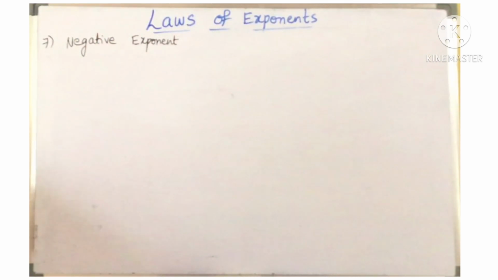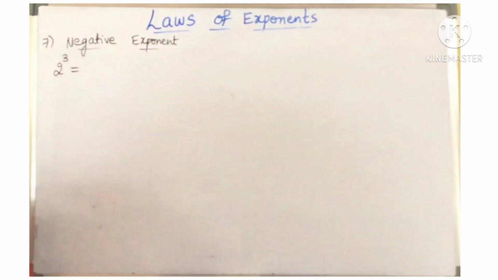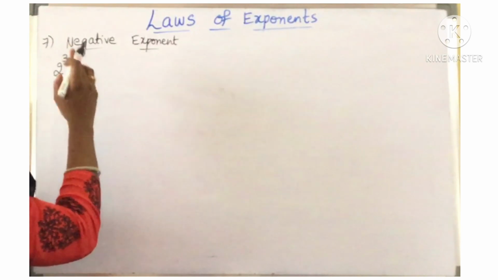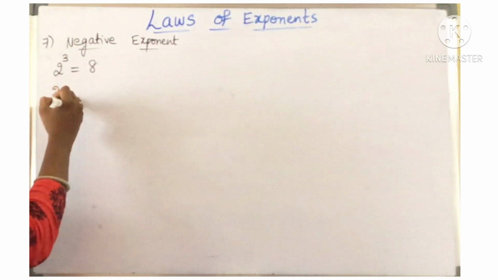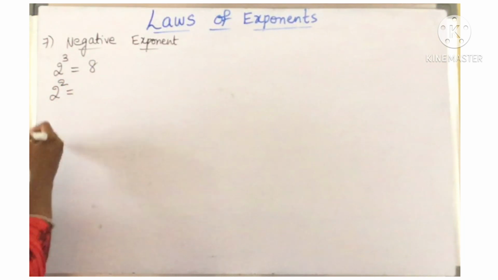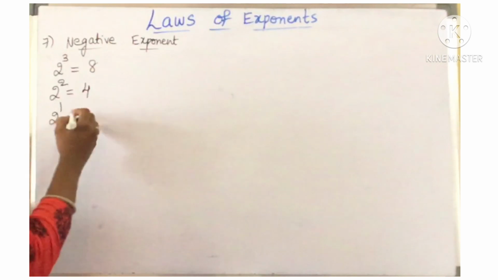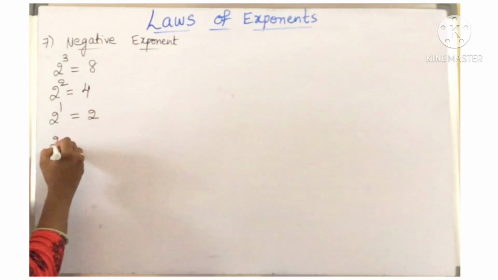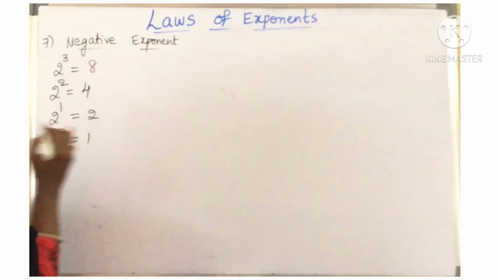Negative exponent. Now just consider, what is the value of 2 cube, children? 2 into 2 into 2. 2 2s are 4, 4 2s are 8. Yes? And what is the value of 2 square? 2 2s are 4. What is the value of 2 power of 1? 2. What is the value of 2 to the power of 0? Any number to the power of 0 is 1.